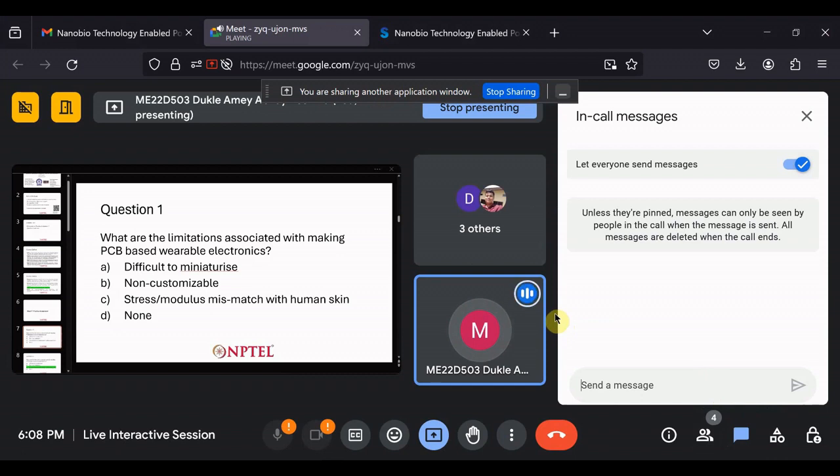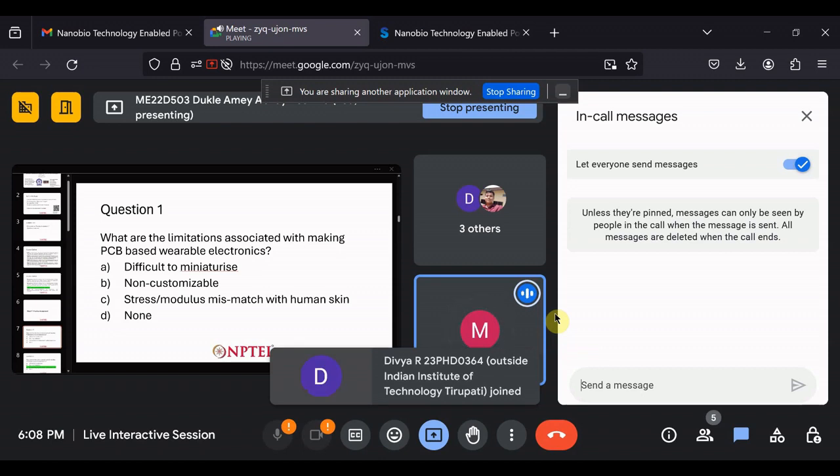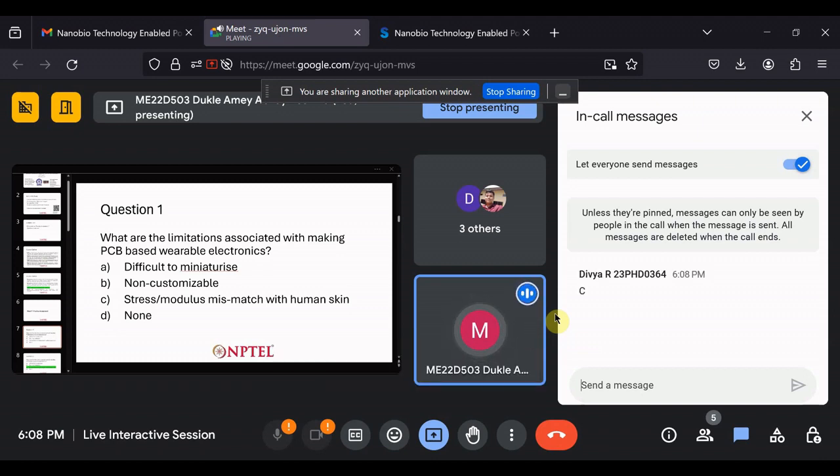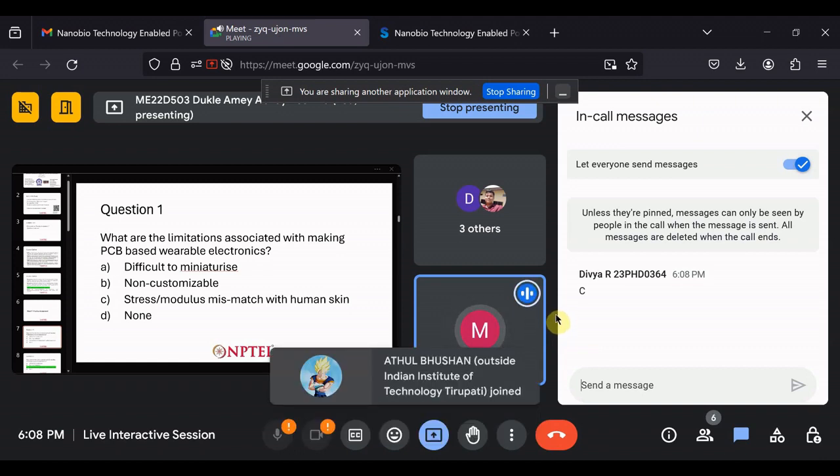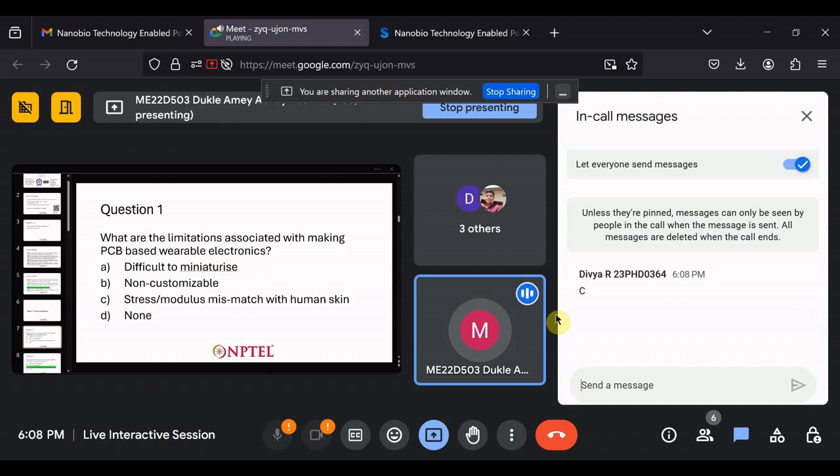I have given you a hint. The printed circuit board is a revolution in the field, and it has actually led to the miniaturization of electronics. You can miniaturize complex electronic devices onto a single chip, so difficult to miniaturize will not be the answer. Again, non-customizable: printed circuit board devices are highly customizable. Basically it is made up of a silicon wafer. That will also help you arrive at the answer.